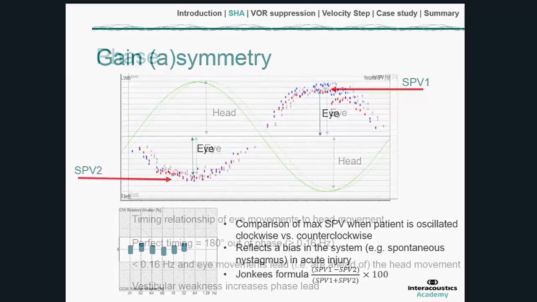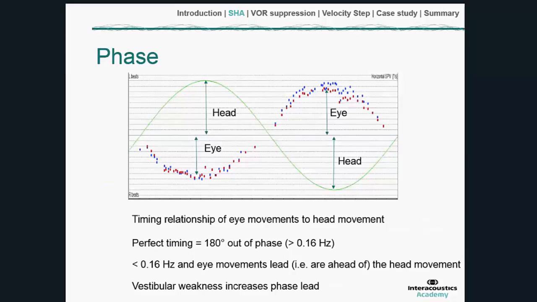And then finally, the other information that comes from the sinusoidal harmonic acceleration is phase. This is a timing relationship between the eye movements and the head movements. If we had perfect timing, then the eyes would be moving 180 degrees out of phase, in other words, equal and opposite to the head movement. What happens in reality is that we get something of a phase lead, and I've shown that where these little red arrows show that the peak of the eye movement occurs a few moments before the peak of the head movement. This is particularly pronounced with low frequency head rotations, and then it gets less and less pronounced as the speed of the head rotation increases.